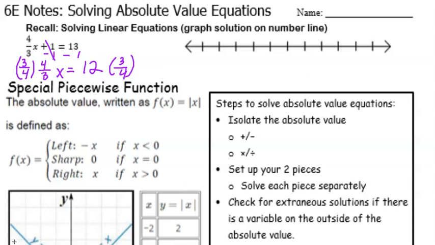Three-fourths times 4/3 is 1. So we have 1x on this side. On the right side, 12 divided by 4 is 3, and 3 times 3 is 9. X equals 9. And then on the number line, we'll just plot a point and call it 9.